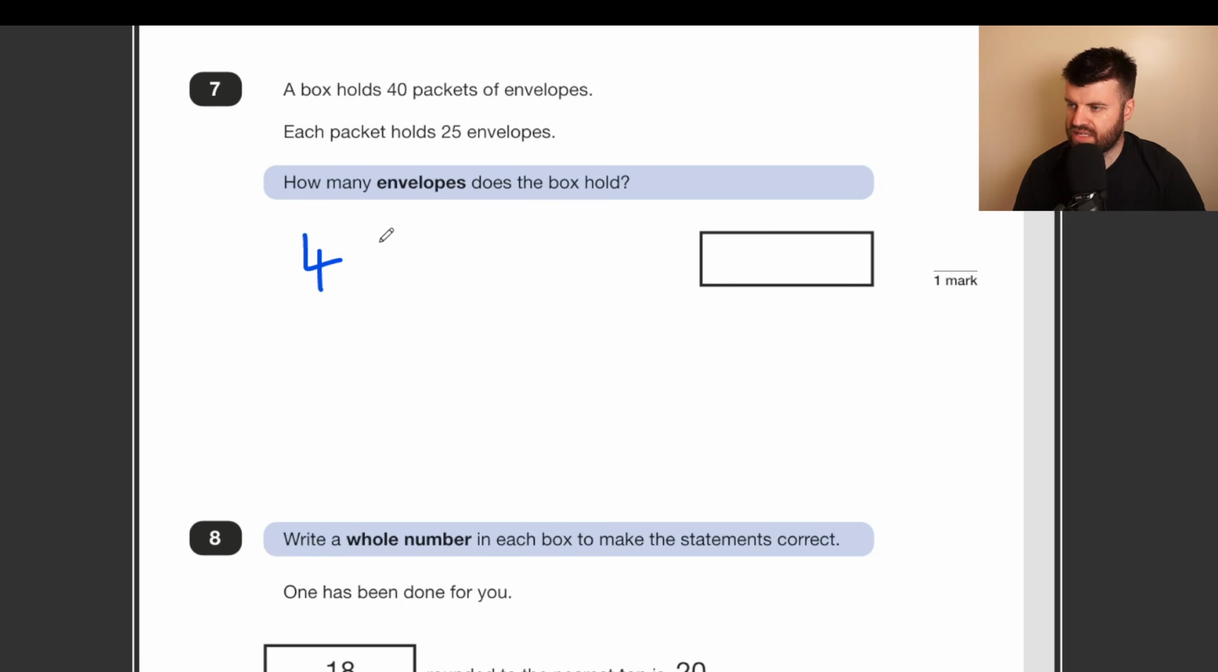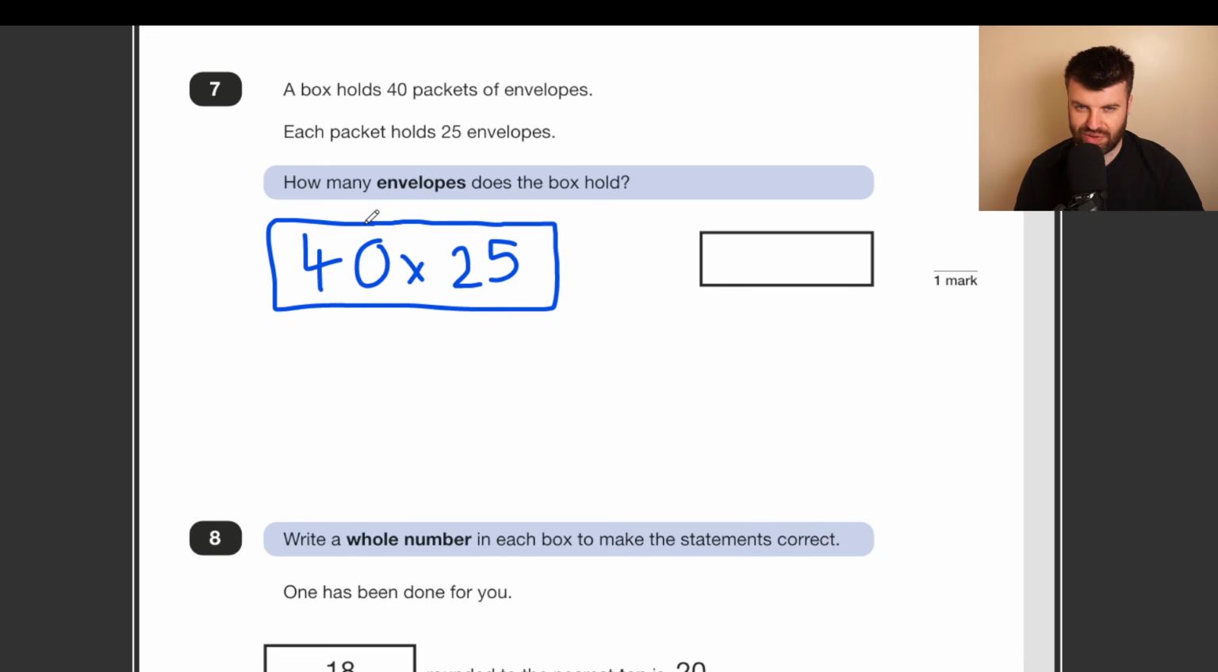This is a simple case of 40 packets multiplied by 25. Something I'm just going to say kind of out of the blue here. This is a very common jigsaw arrangement. You have 40 across and 25 down because that's for a 1,000-piece jigsaw. So it is 1,000.